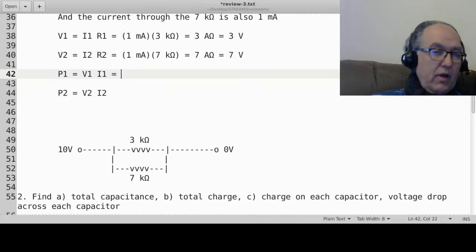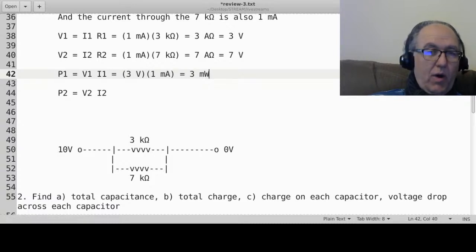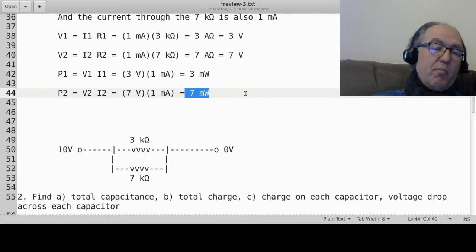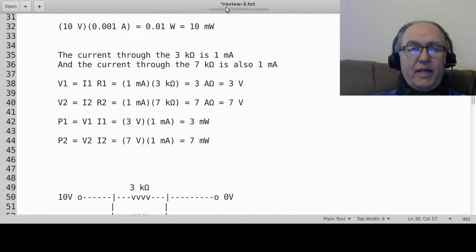So over here, V1 is the voltage drop across R1, that's 3, and the current is 1 milliamp. That gives you 3 milliwatts, since a volt times an amp is a watt. It's pretty obvious what the other one's going to give you. This is going to be 7 instead of 3, because the voltage drop across R2 is 7, so that'll give you 7 milliwatts. If you add 3 milliwatts and 7 milliwatts together, you get the 10 milliwatts total. I just did that to show you that everything was consistent. So there you go.